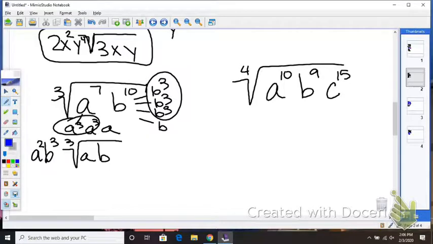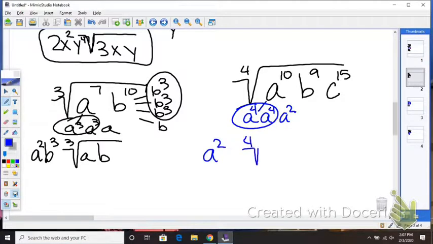Okay, what are we breaking these down to? To the fourth power. So I've got to go a to the fourth, a to the fourth, and then a to the what? A to the second. So how many a to the fourths do I have? 2. So a squared comes out. I have the fourth root still, and what stays in? A squared.